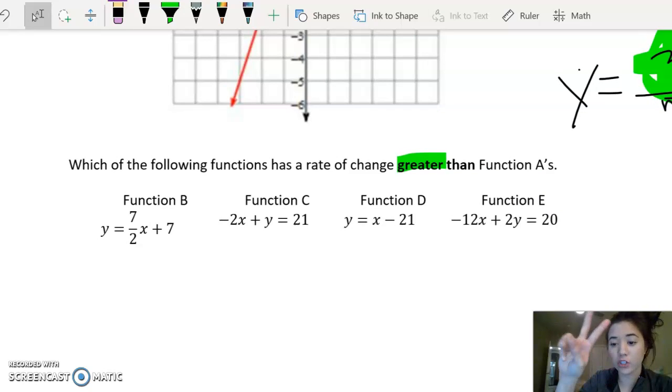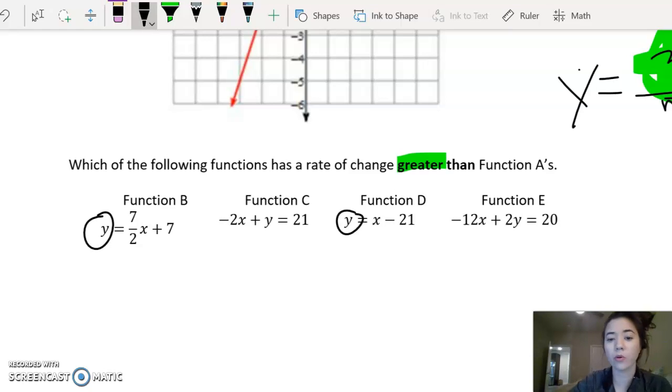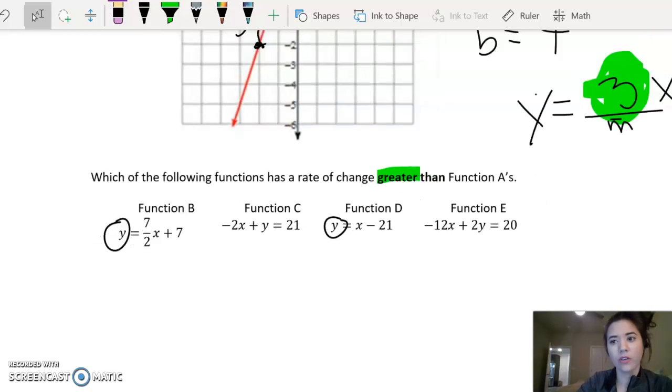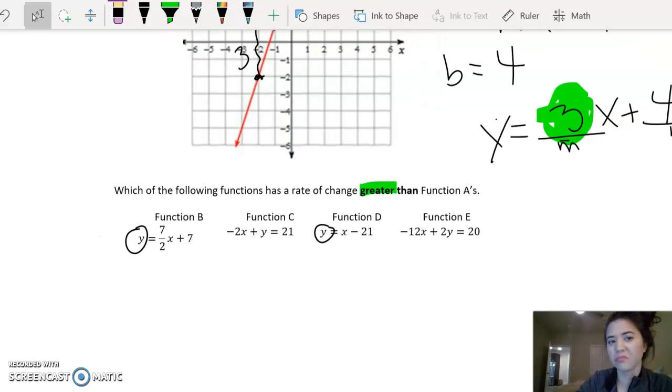Alright, so I see 2 right away that are solved for y. So I can pull my slope from these, bam, right now. What's my slope of function d? What can I imagine it is when there's nothing there? 1. So is 1 greater than 3? No. So I know that's not an answer.